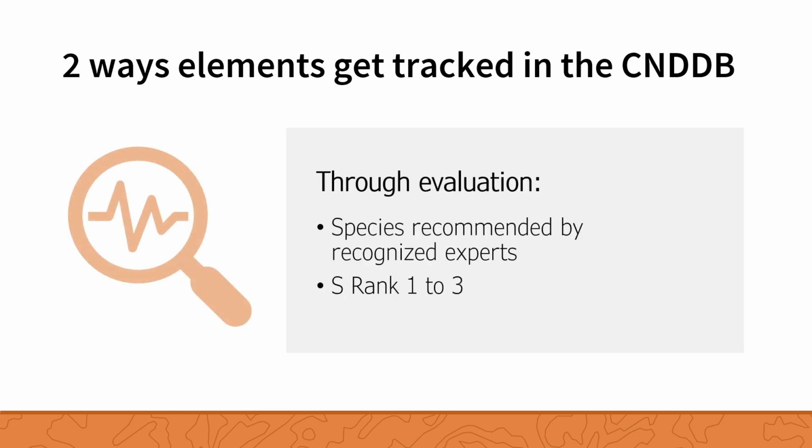Our second method of determining what to track is through evaluation of imperilment. Experts may come to us with findings that indicate certain species are in decline and warrant our attention. Natural heritage programs use a standardized ranking calculator created by NatureServe to evaluate the rarity of an element. Elements that have a state rank of 1 to 3 are tracked by the CNDDB. The CNDDB website has links to the Special Plants and Special Animals list, which provide taxonomic and ranking information on the elements we track.